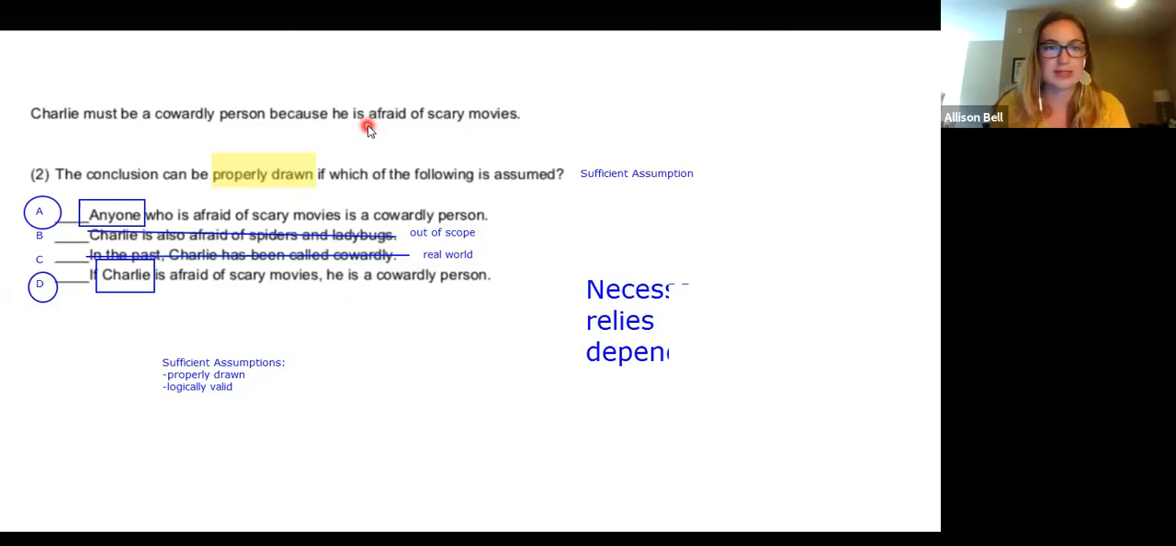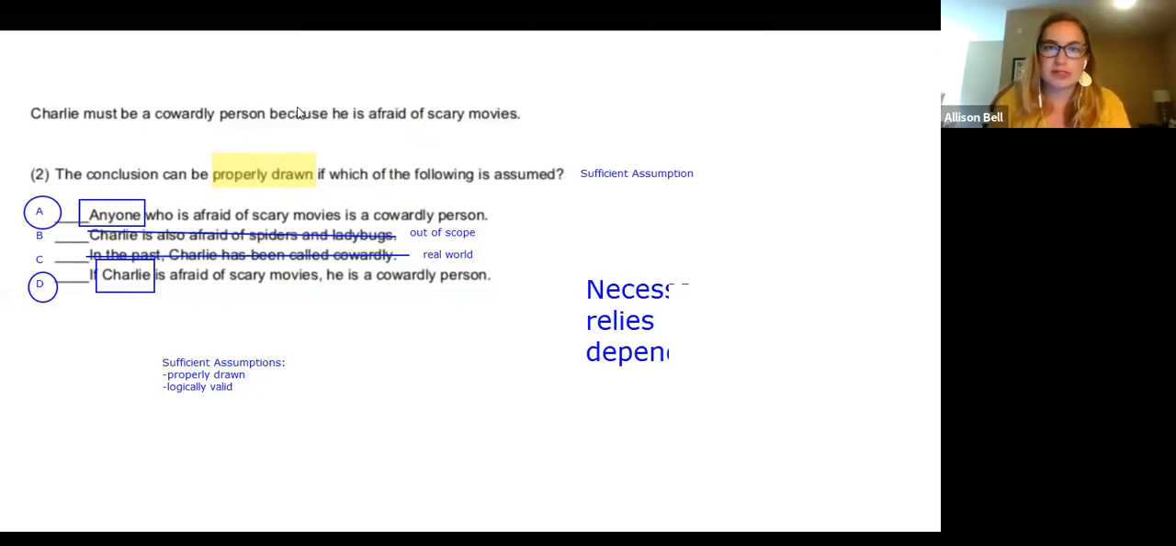If I said, Charlie is afraid of scary movies. Anyone who is afraid of scary movies is a cowardly person. So Charlie must be a cowardly person. Yep, you can't really argue with that. But I could also say, Charlie is afraid of scary movies. If Charlie is afraid of scary movies, he's a cowardly person. So Charlie is a cowardly person. Yep, can't really argue with that.